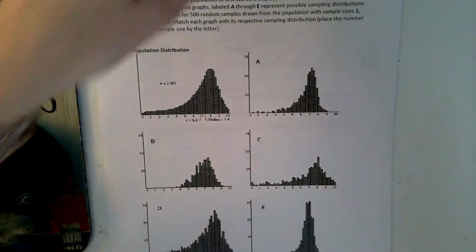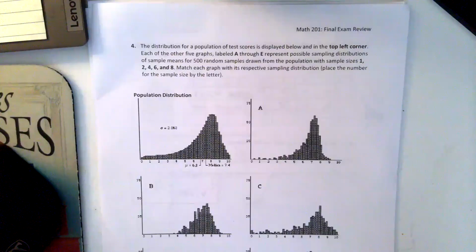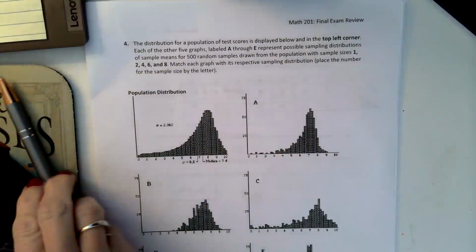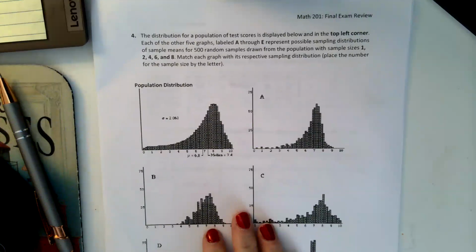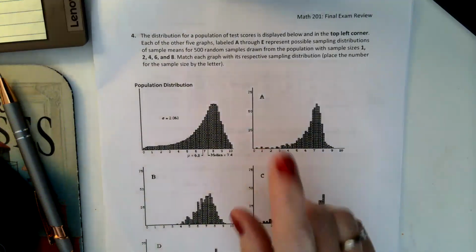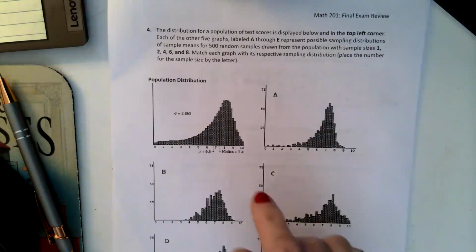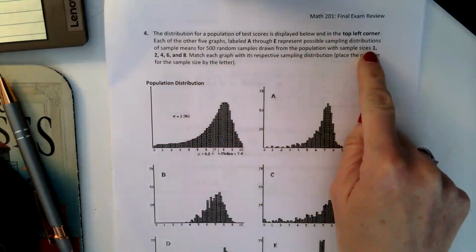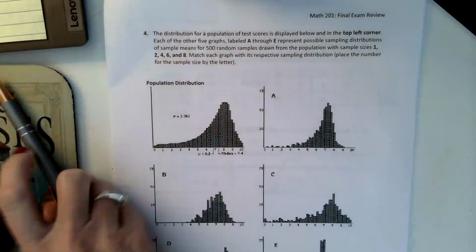Okay, question 4. Question 4 is another one that is more conceptual, just making sure that you're wrapping up the semester, getting the big concepts. So it says the distribution for a population of test scores is displayed below, and in the top left corner, each of the other 5 graphs labeled A through E represent possible sampling distributions of sample means for 500 random samples drawn, one with a sample size of 1, one with 2, 4, 6, and 8.